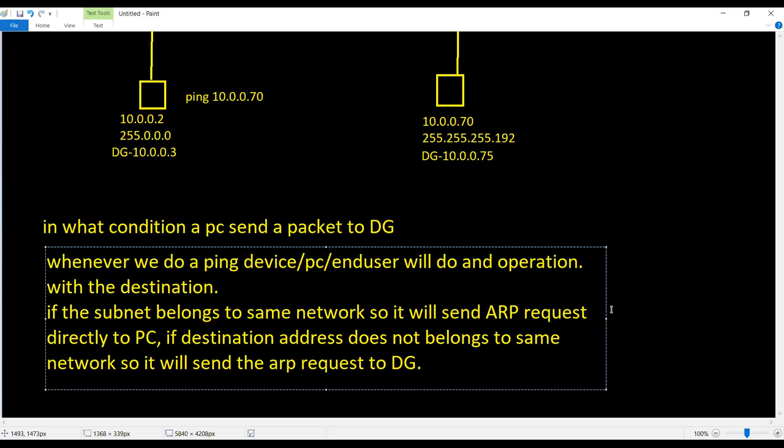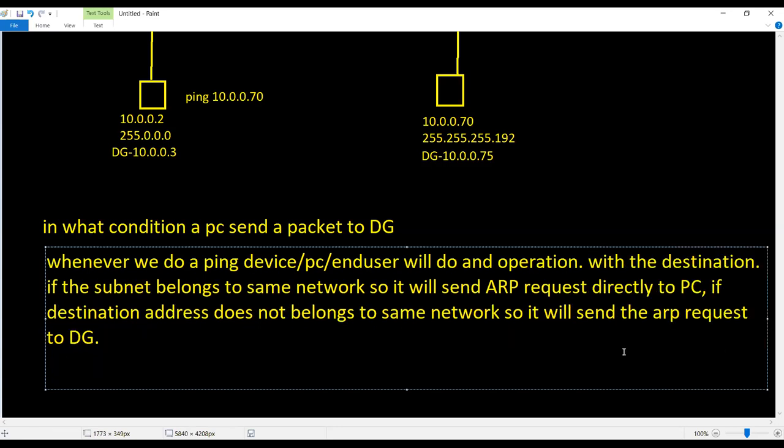Okay, just check these lines again. Whenever we do a ping from any PC, it will do an AND operation with the destination. If the subnet belongs to the same network, it will send the ARP request directly to the destination. If the destination address does not belong to the same network, it will send the ARP request to the default gateway. So I think these three lines are easy, right?